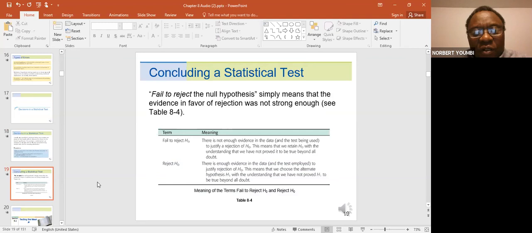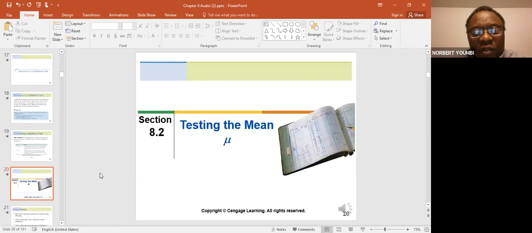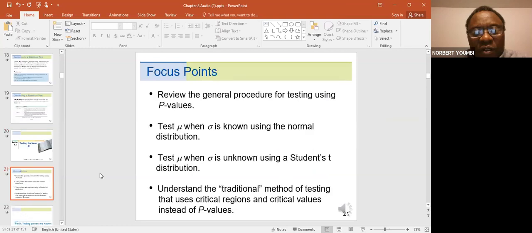When we reject H0, there is enough evidence in the data to justify rejection of H0. This means that we choose the alternate hypothesis H1 with the understanding that we have not proved H1 to be true beyond all doubt. When we get to examples, then we will be able to understand this better.